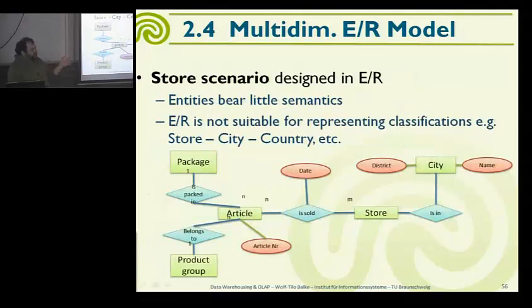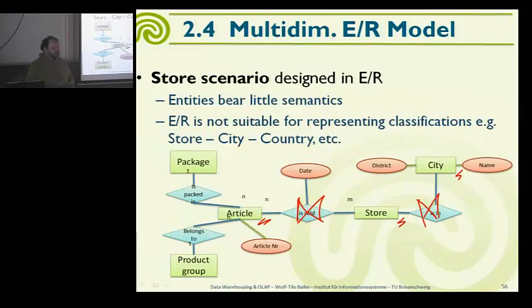So let's look at a store scenario that you design in ER. You might have an article, and an article is sold in a store. The store is located in a city. And you have all these different tuples over there, right? This is a typical relational schema. And you can say, okay, which article was sold in which city? But you need a join, right? Over here and over here, right? To get it across.